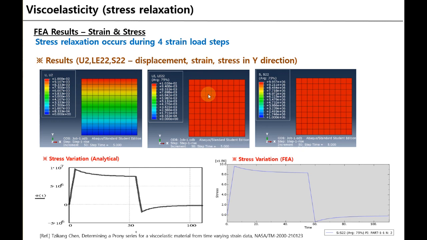0.01 displacement, and we also have the 1x10⁷ vertical stress. This graph is the analytical solution from the paper, and the right hand side graph is from the FEA. If you compare the two graphs, they are almost identical. So our FE model is very good, even though we're using a very coarse element.